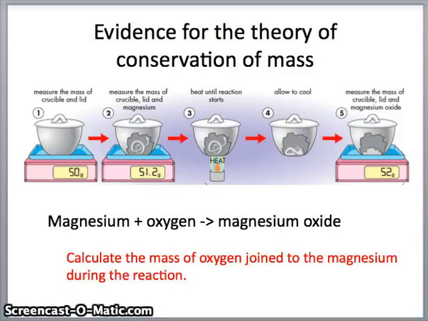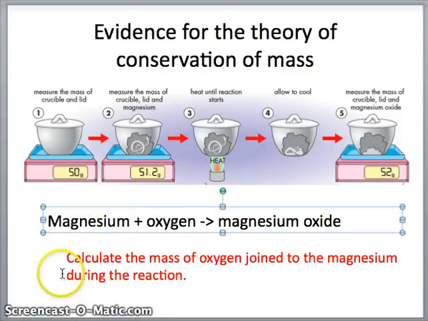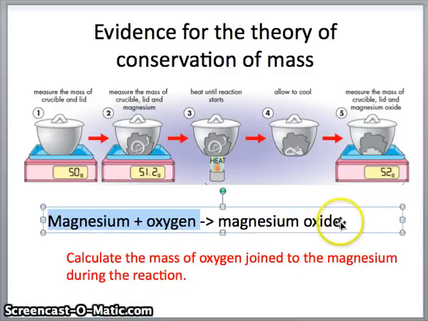So one way that we can begin to gather some evidence for the theory of the conservation of mass is by looking at the reaction of magnesium as it burns in air. Before we do anything else, we want to remind ourselves of the word equation when magnesium burns. If we remember, it's magnesium plus oxygen goes to make magnesium oxide. And so if the theory of conservation of mass holds true, then the mass of the reactants, which is the magnesium plus oxygen, should equal the mass of the products, which is the magnesium oxide.